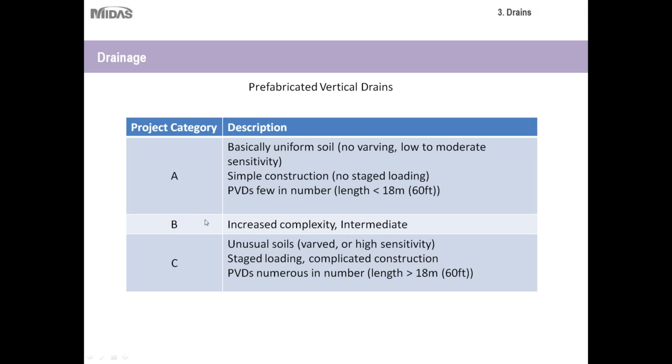And once again, if you have something intermediate, then naturally you're going to have an intermediate solution. But A and C are the main ones to look out for. So if you're working in this sort of project site, once again, I'll reiterate, if you have basically uniform soil with no varving or layering, you can expect to use a fewer number of PVDs, and this will affect your spacing as well, which I'll get to during the last section of this chapter. Whereas if you're working in soils with lots of varves and high sensitivity, complex construction, then you're going to need more drains, longer drains as well, and spacing will be a little closer together as well.